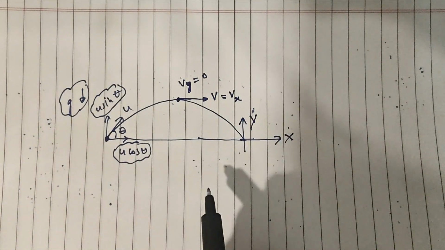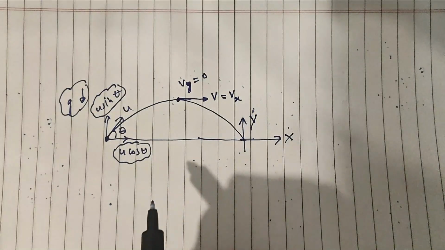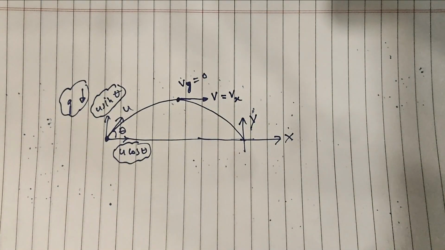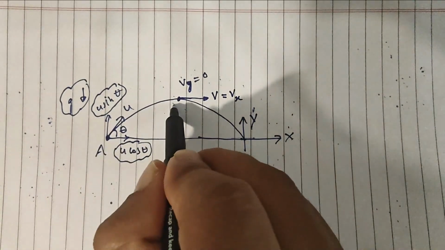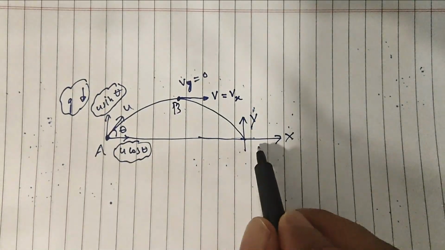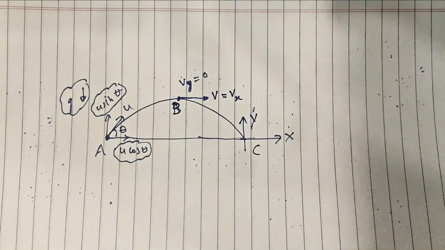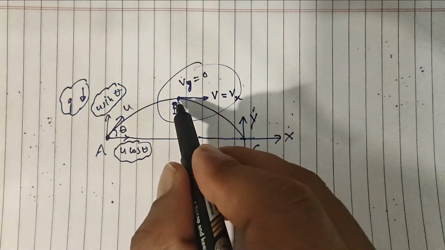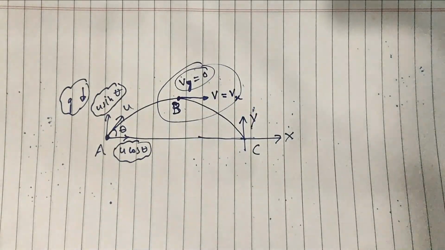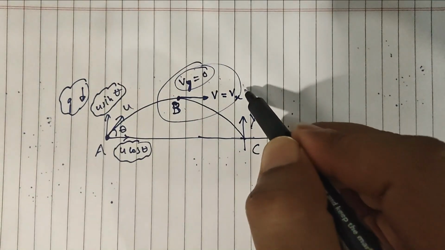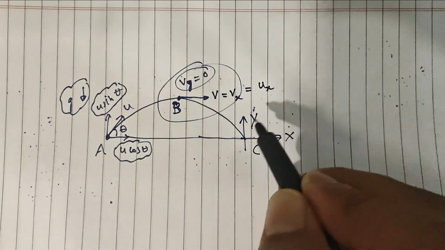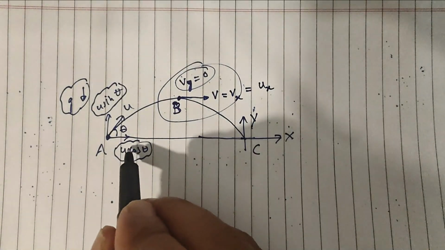And after you understood everything, if somebody now asks you along this path ABC, where is the radius of curvature minimum? Where will you say? Obviously here, because at this point one of the components of velocity is 0. So only Vx will survive. So Vx is ux, it remains constant, and ux was how much?